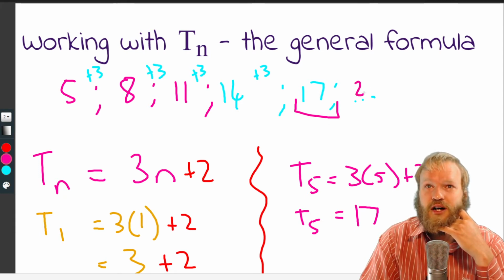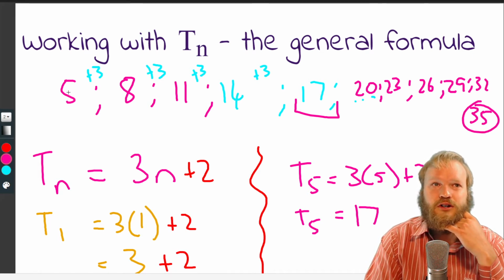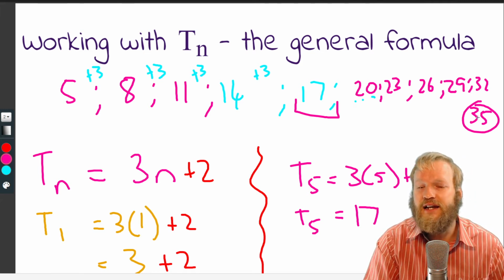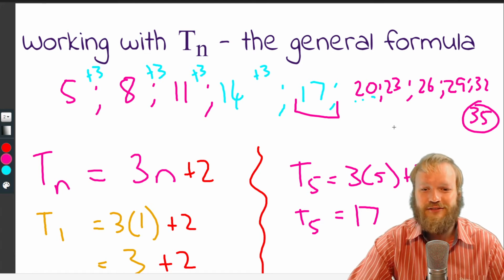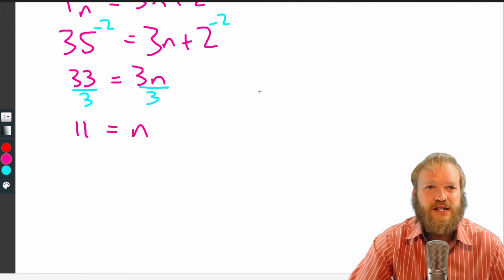So we're adding 3 each time, right? 20, 23, 26, 29, 32, and then 35. That's what we're looking for. So 1, 2, 3, 4, 5, 6, 7, 8, 9, 10, 11. Yeah, so the two match up. So that's cool. So that's working with Tn.